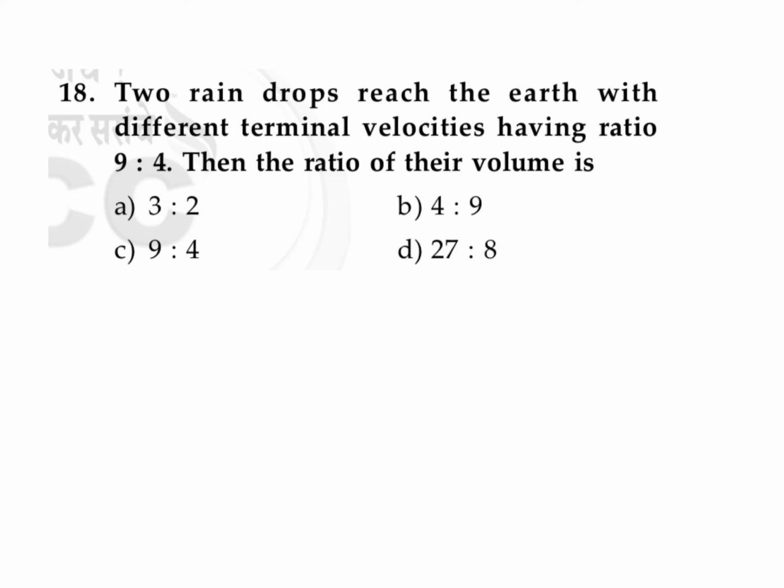In this question, it is given that two raindrops each reach the earth with different terminal velocities. The ratio of terminal velocities is given as 9 is to 4. The ratio of their volumes is?